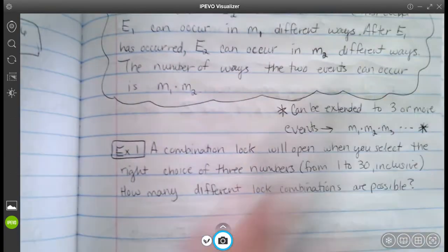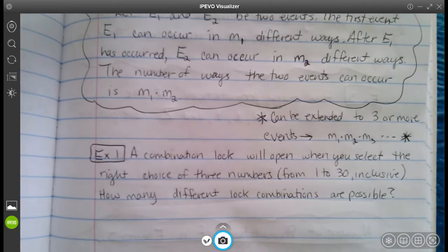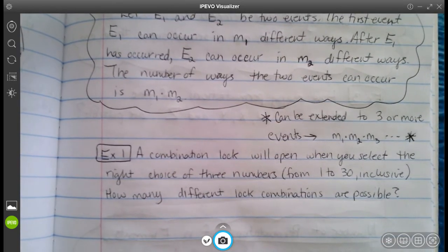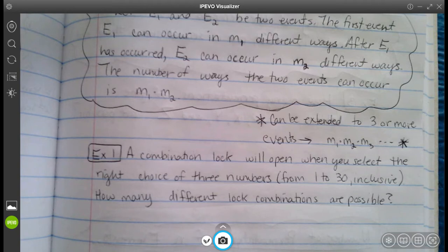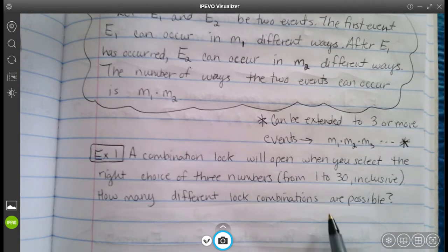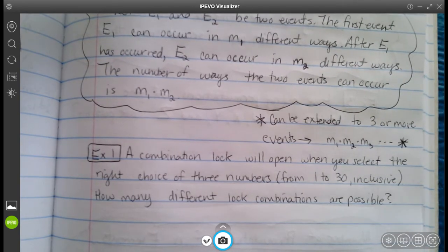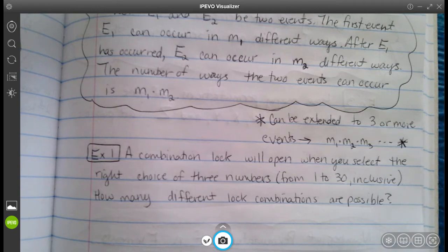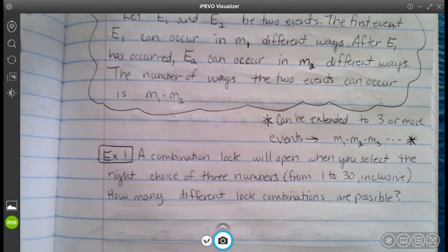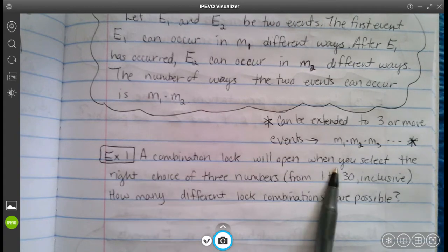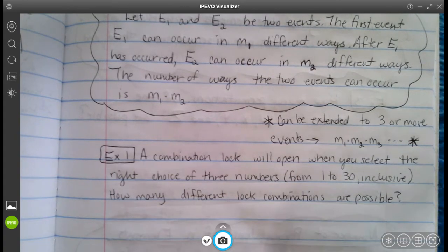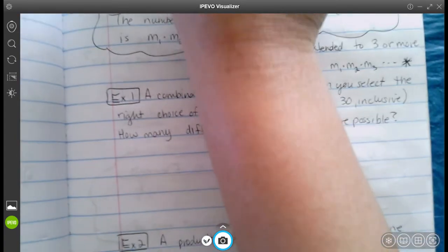Let's look at example number one. We have a combination lock. The combination lock will open when you select the right choice of three numbers, 1 to 30 inclusive, meaning we can choose 1 and 30 as well. How many different lock combinations are possible? Out of the 30 numbers, we need three of them to work. So let's define what the events would be.